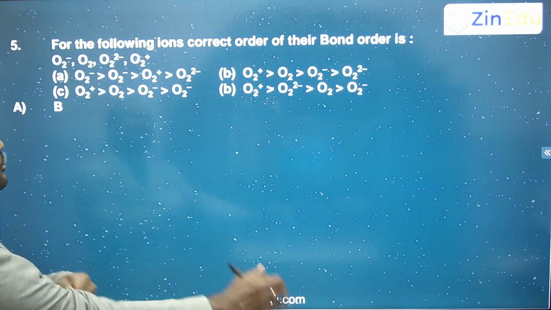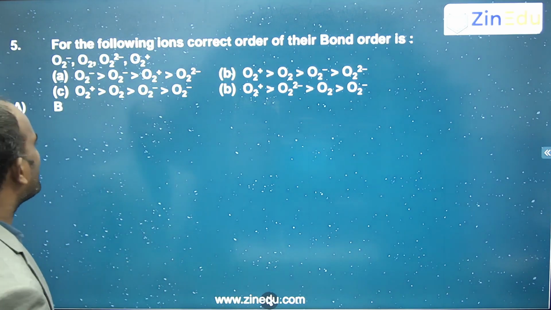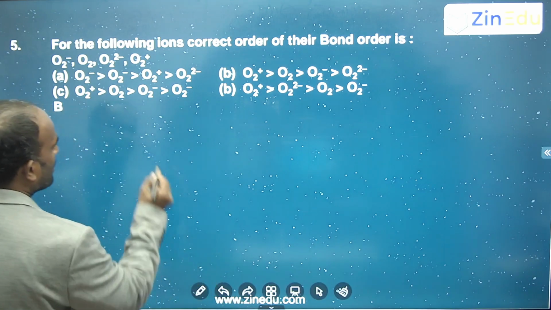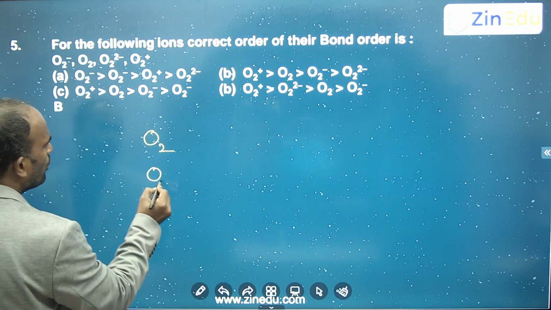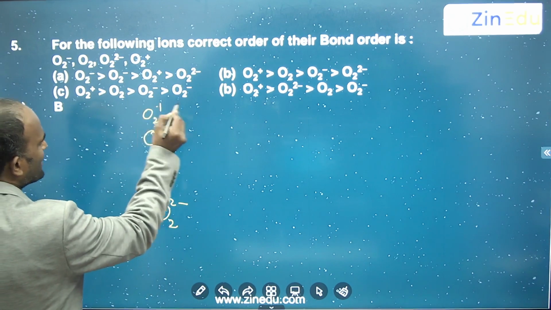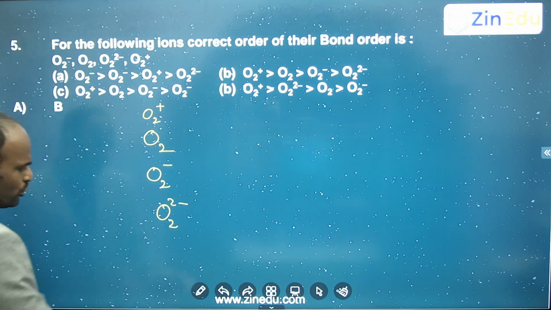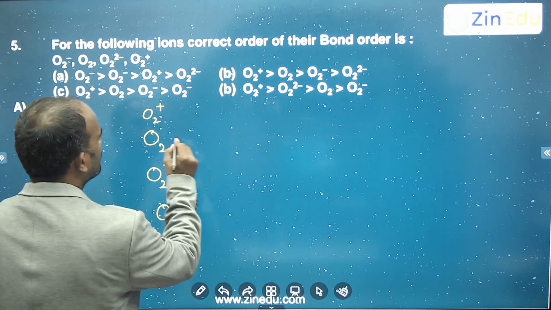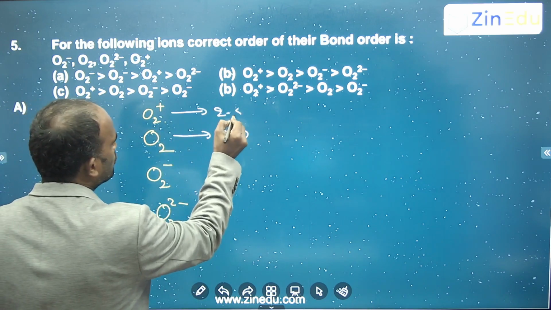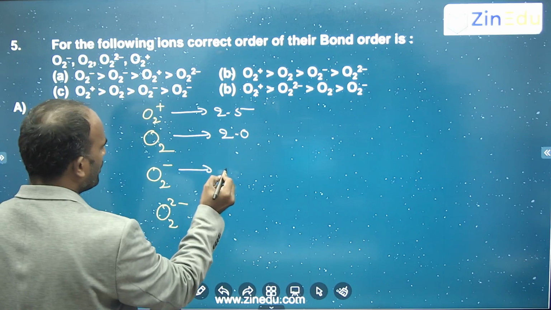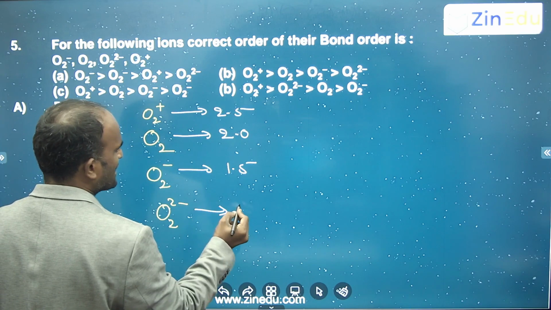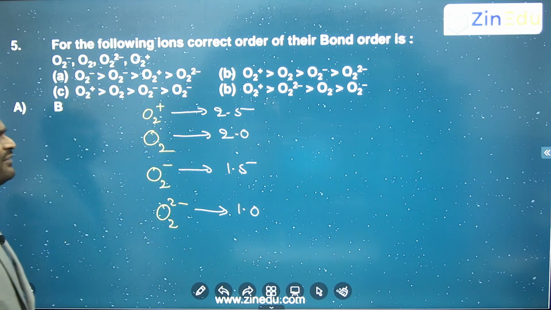Next, for the correct order of their bond order, we usually consider something like this: O2, O2 minus, O2 2 minus and O2 plus. For O2, as we all know, the bond order is 2.0. For O2 plus the bond order is 2.5, for O2 minus the bond order is 1.5, and for O2 2 minus, we know it is peroxide, so this is 1.0.